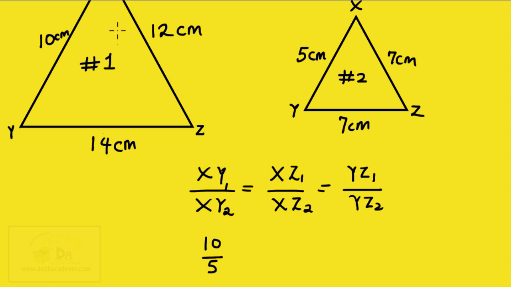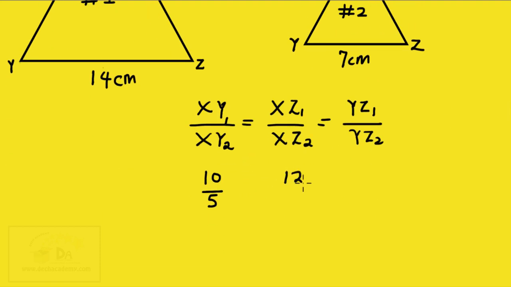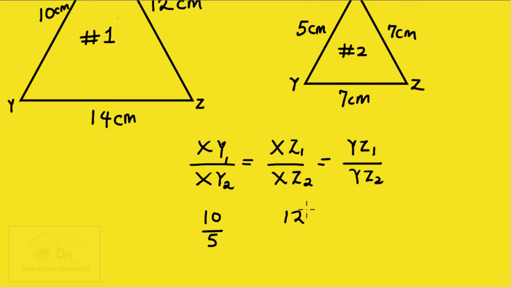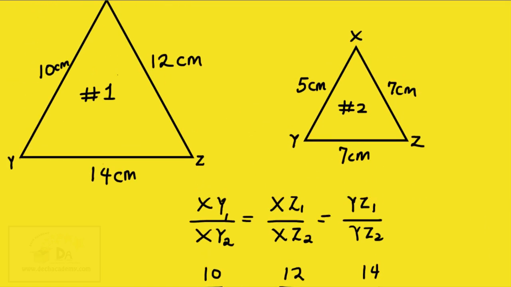XZ in triangle 1 is 12 centimeters, and XZ in triangle 2 is 7 centimeters. YZ in triangle 1 is 14 centimeters, and YZ in triangle 2 is 7 centimeters. So let's see. 10 over 5 is 2. 12 over 7 is not 2. 14 over 7 is 2. So you can definitely tell that the two triangles are not similar.